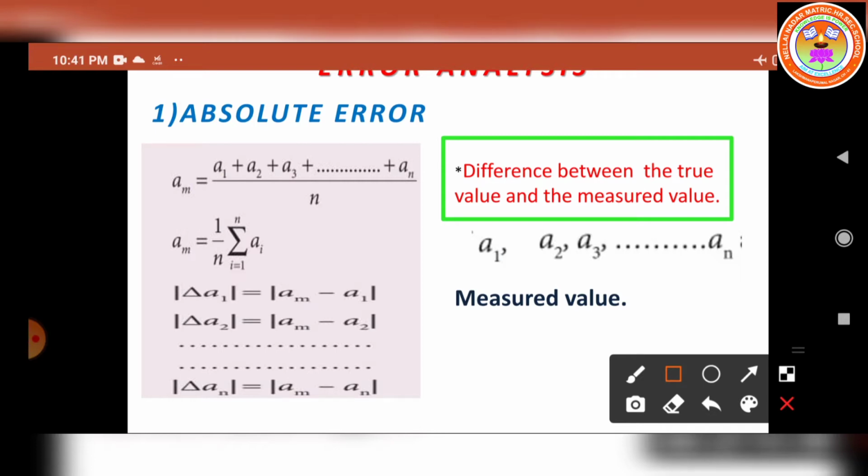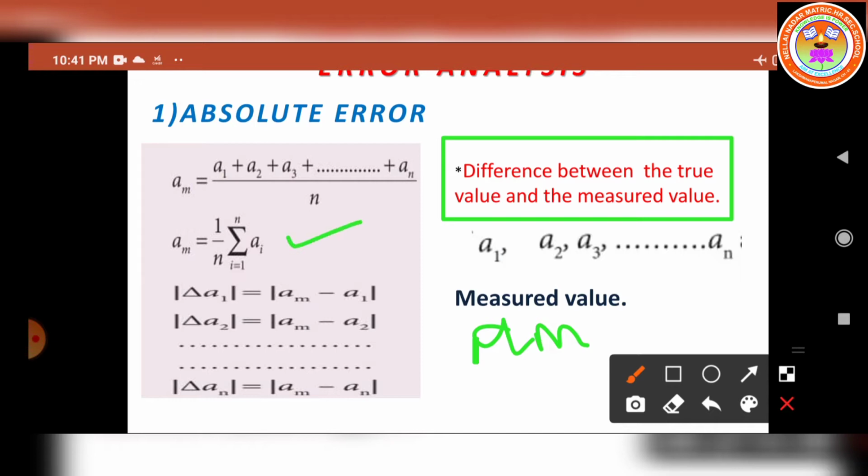So the true value of the quantity, it is denoted by what symbol? A suffix m. A suffix m is taken as the true value of the quantity. So we can write the mathematical expression: A suffix m is equal to the average value, so A1 plus A2 plus A3 plus up to AN divided by n. Here the true value we can write in the summation format. So A suffix m is equal to 1 by n summation i is equal to 1 to n A suffix i.